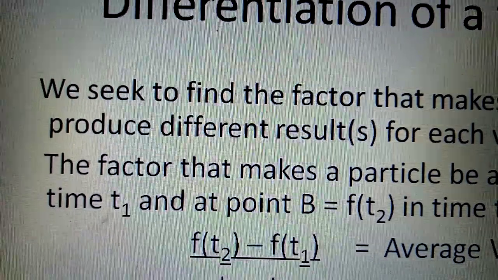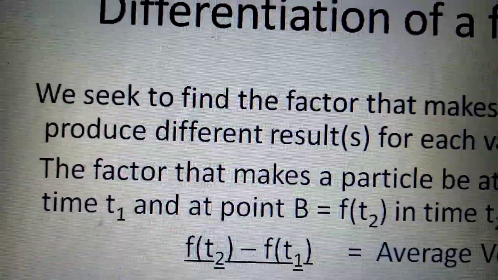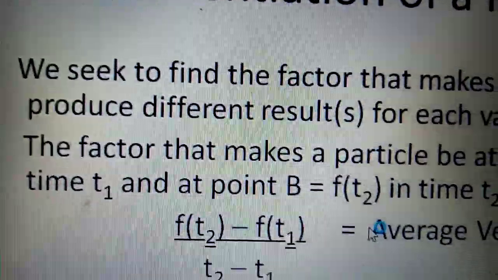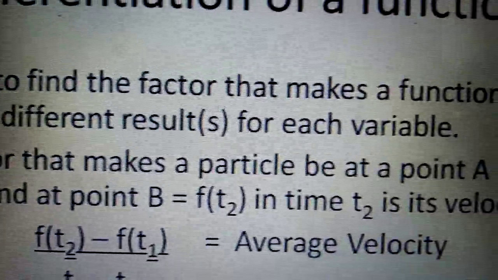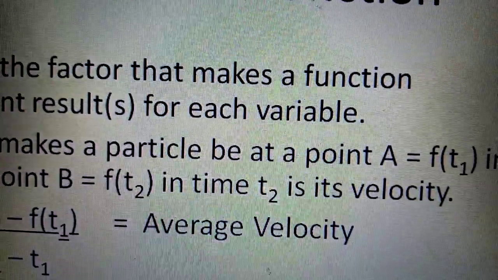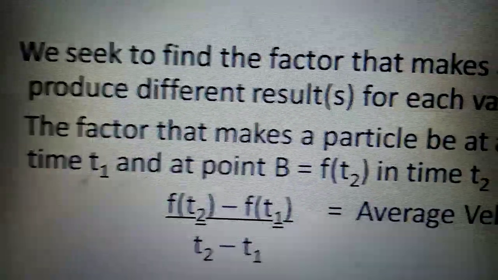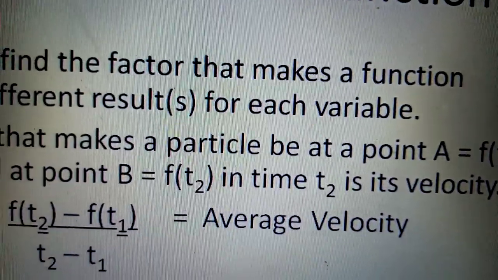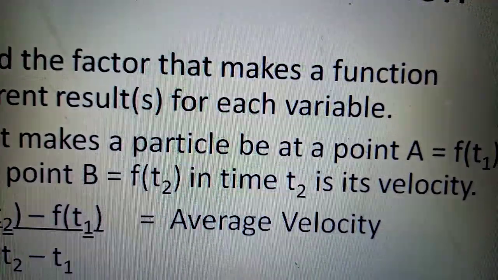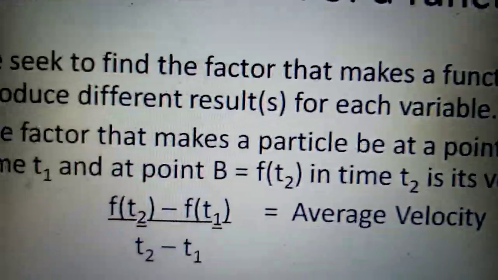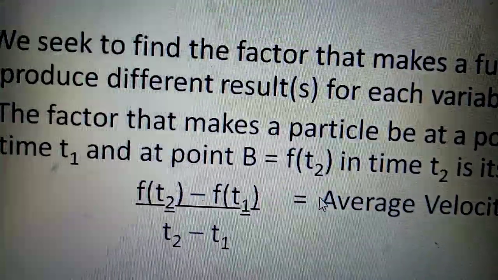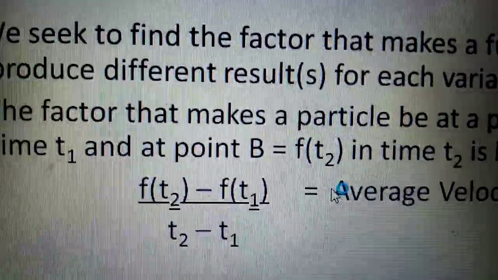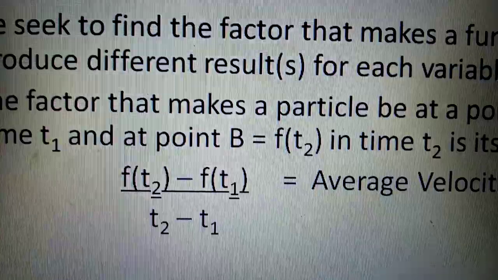If the function is a linear function, such a factor will be the same all throughout, a single factor. So for a linear function, you have the factor that makes a particle be at point A at time t1 and at point B at time t2. The difference is a function of time. It's the velocity. The velocity of a body is what is responsible for its change in location. And we find that by dividing the change in displacement over the change in time.